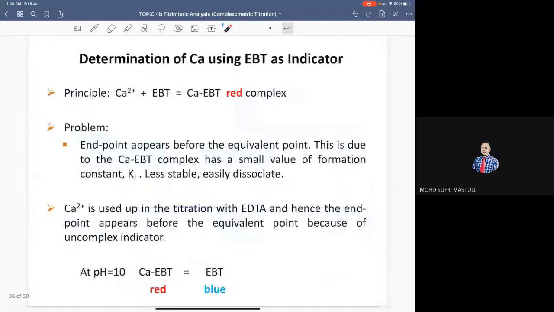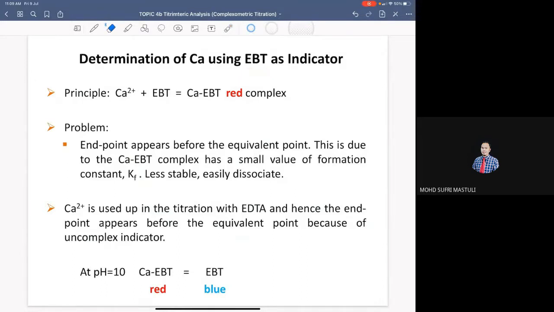Determination of calcium using EBT as indicator. As I mentioned just now, the concentration of calcium is greater compared to other metal cations in the water. So we will determine the amount of calcium in order to know the water hardness. Determination of calcium using EBT, Eriochrome Black T indicator.